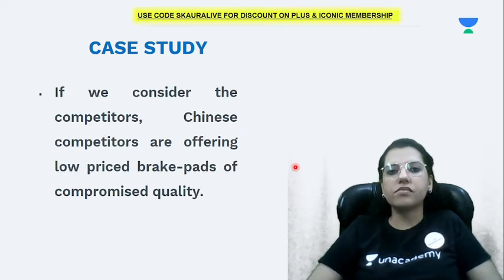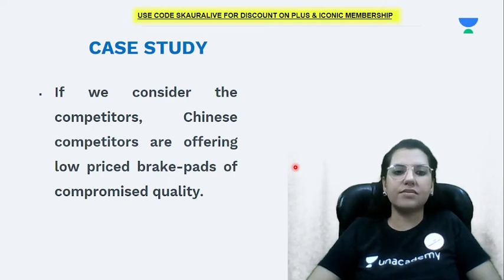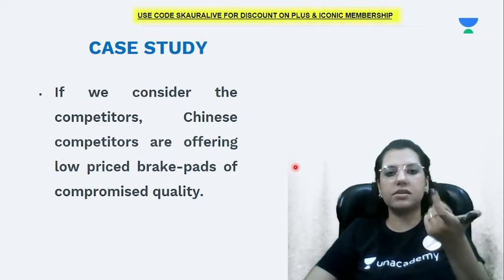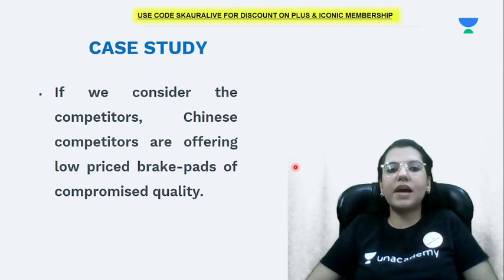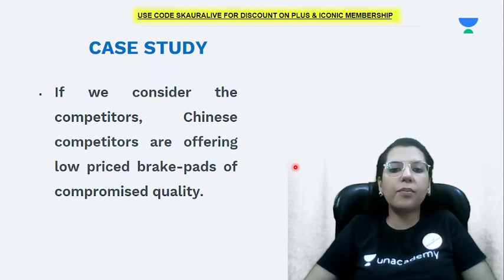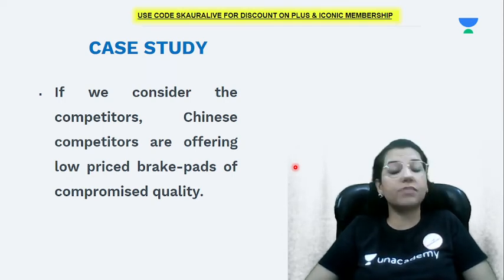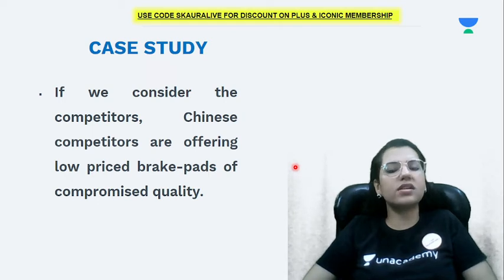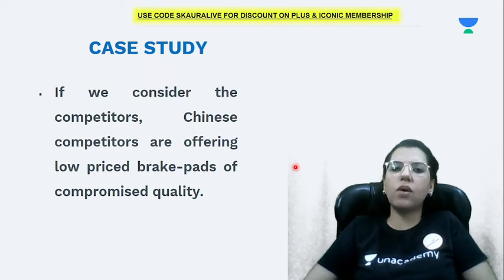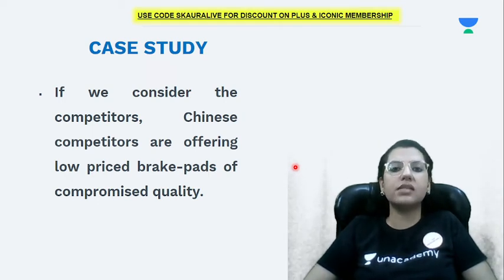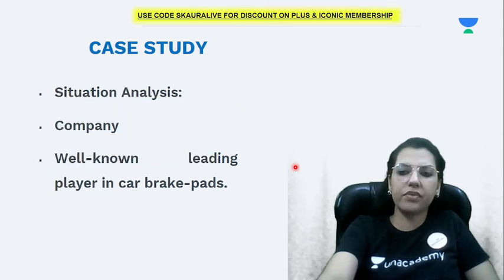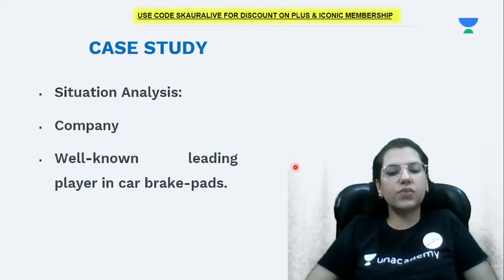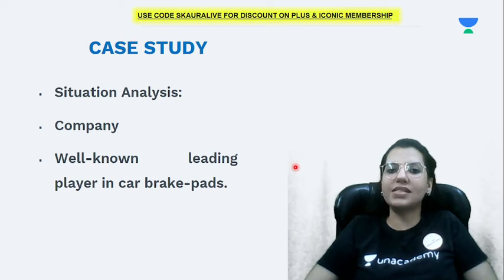Now, what about the competitors? If you consider the competitors, the Chinese competitors are offering low price brake pads, but of compromised quality. But if they are compromising on the quality, their pricing is very low. This is where we identify the facts. Step number 1, we identify the issues, we identify the facts.